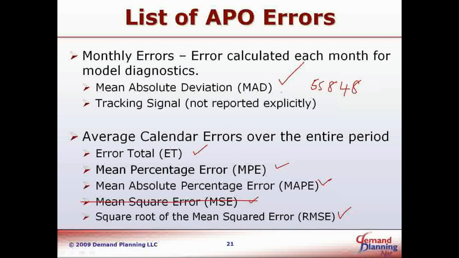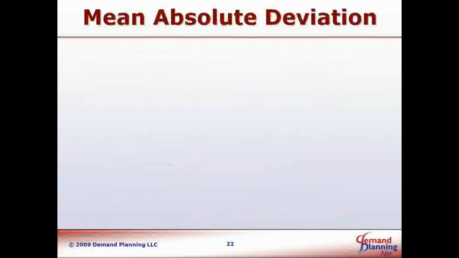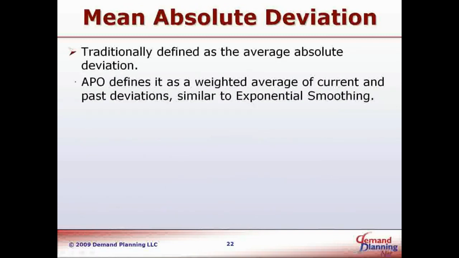And it also calculates a tracking signal based on the MAD, but it's not reported. MAD is mean absolute deviation, and we'll talk about all that. And then the average calendar errors over the entire period, which is an error total, MPE, MAPE, mean squared error, root mean squared error. Now, this is plain useless measure. I'm not even sure why it's there.